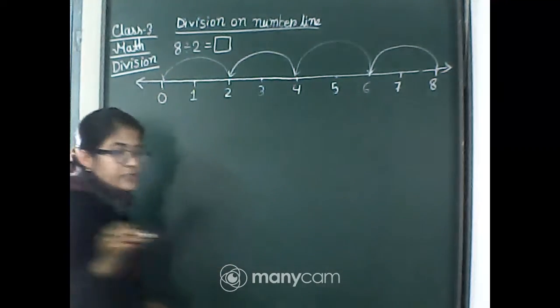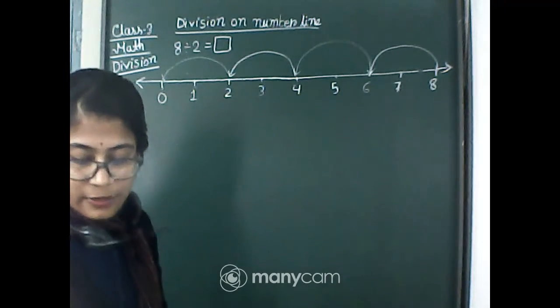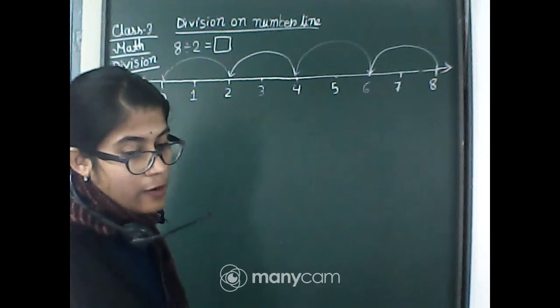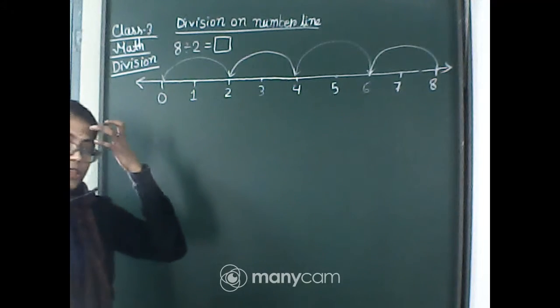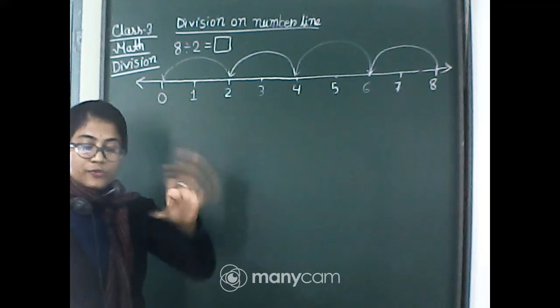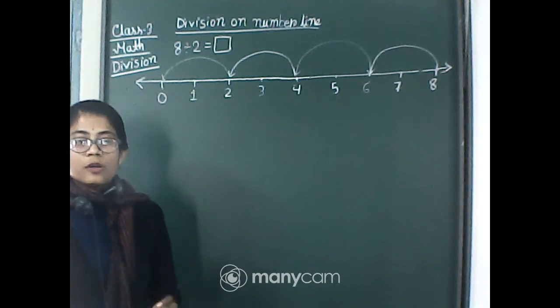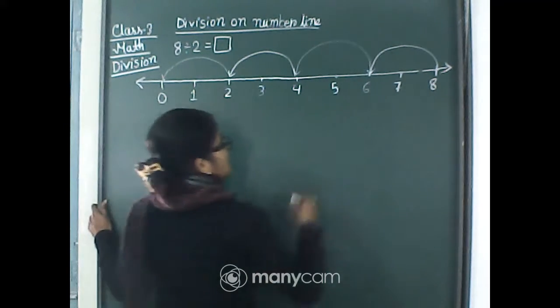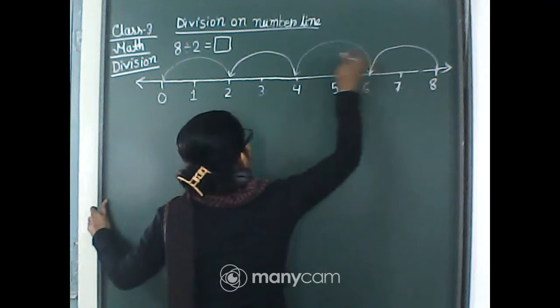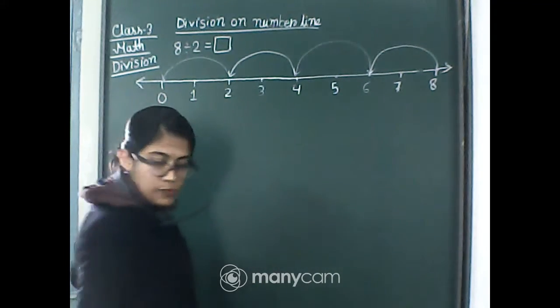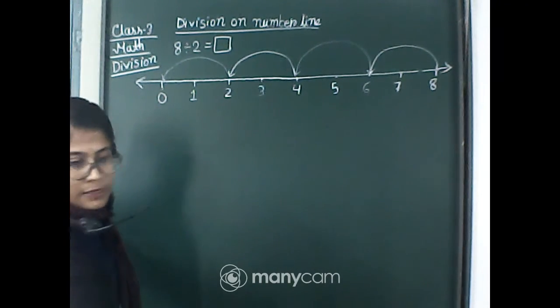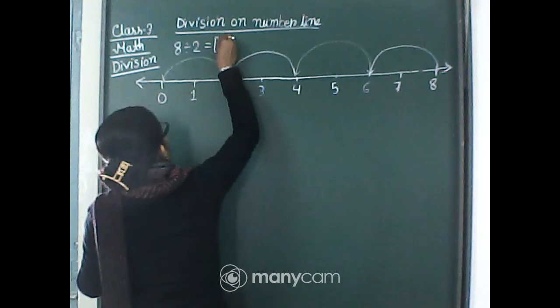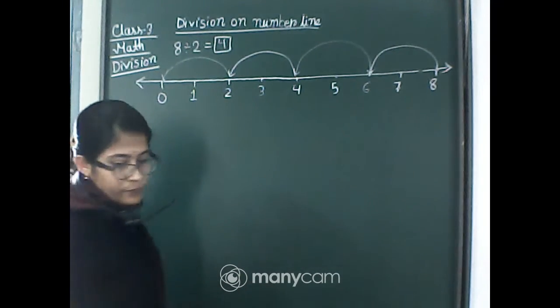Until 0 comes you can't stop jumping. And if you didn't reach 0, that means you didn't do the math correctly. Now see how many jumps there are. 1, 2, 3, 4 jumps over there, isn't it? That means what will be the answer? The quotient is 4.